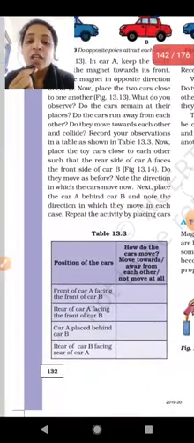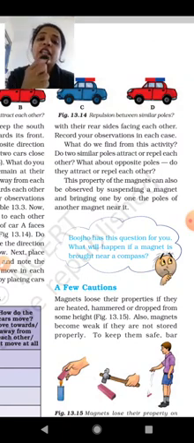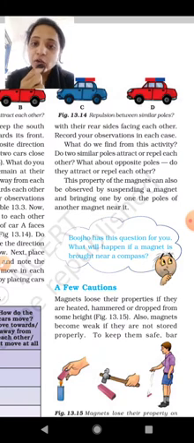Now repeat the activity by placing the cars with their rear sides facing each other. Again and again we have to change the direction of the cars and note whether the car is moving or not. Record your observation in each case. Whatever you observe while changing the directions of the cars, you have to mention in the table.